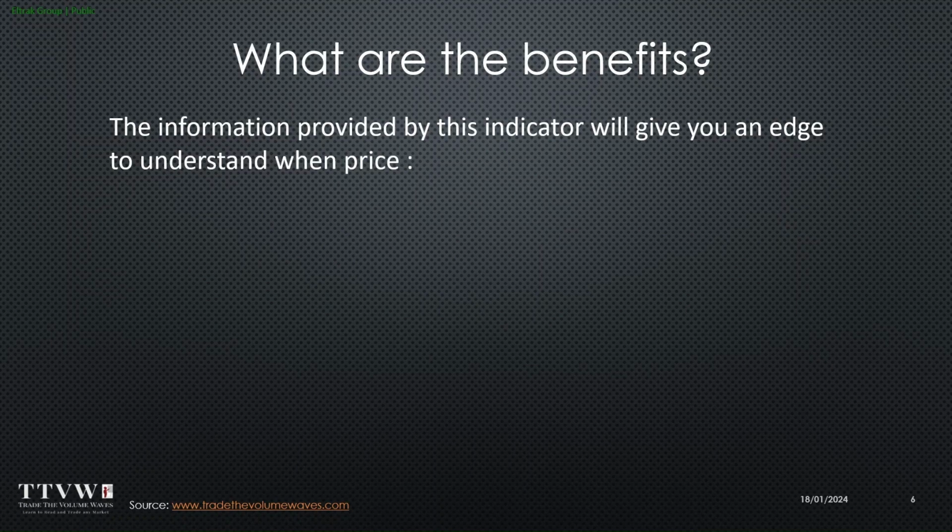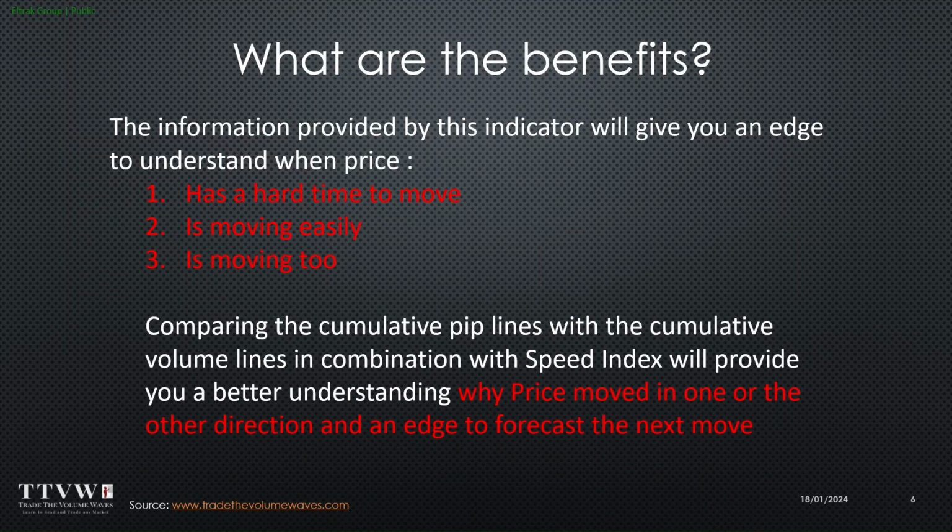And what are the benefits? The information provided by this indicator will give you the edge to understand when price one, is having a hard time to move, two, is moving easily, three, is moving too fast. So comparing the cumulative pip lines, the volume and the speed index, you have a better understanding why price moved in one direction or the other, and you have the edge to forecast the next move.